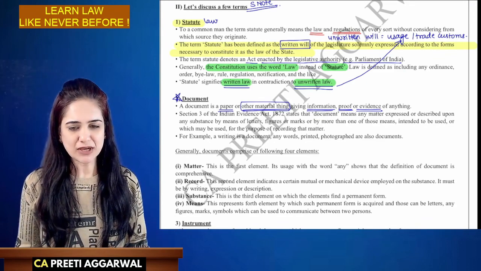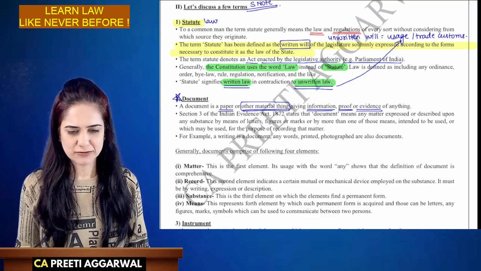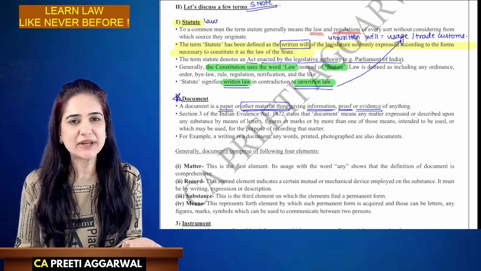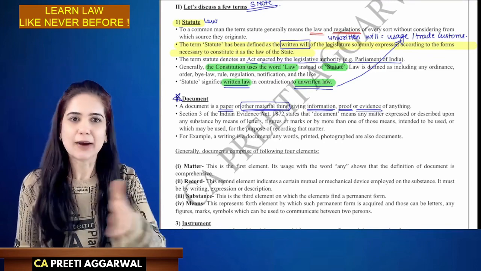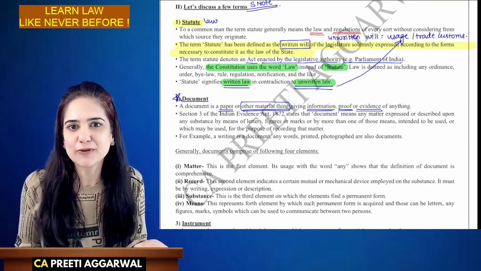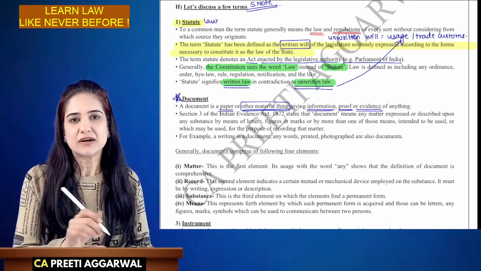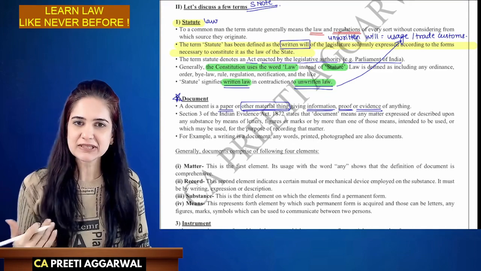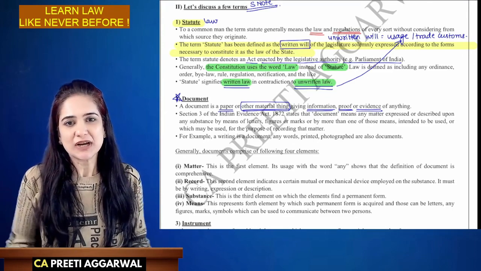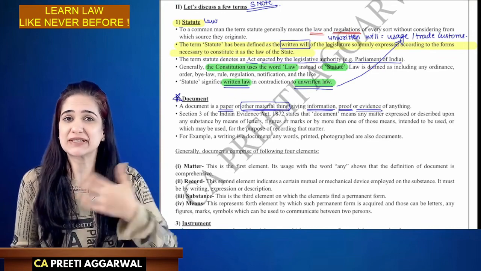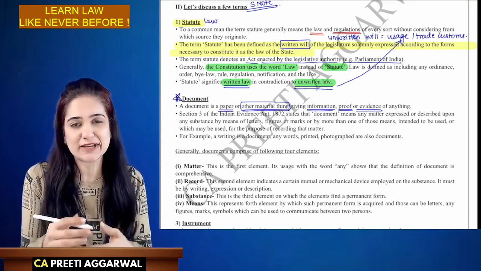So what should I say, FIR, yes, FIR which you file with the police, that is a proof of what happened, the event. It is a proof of the events. Okay, suppose I want to write a letter explaining something, that is also providing information. So any document which provides information, it is a proof. It can be produced as an evidence. If I write an affidavit, it's an evidence in the court of law.